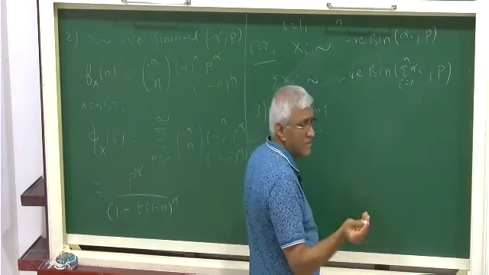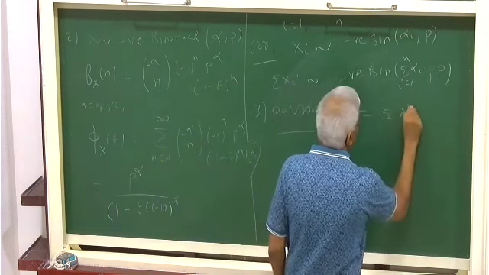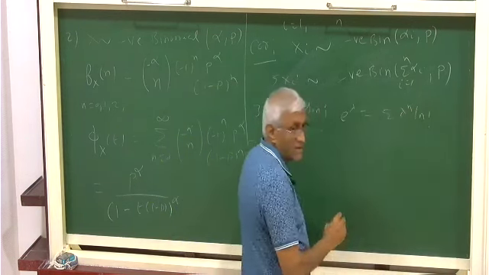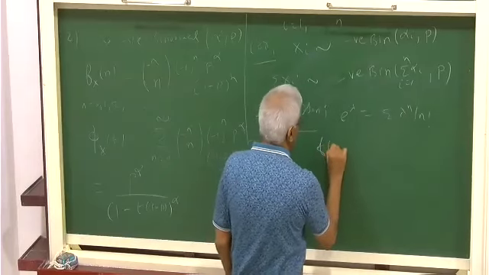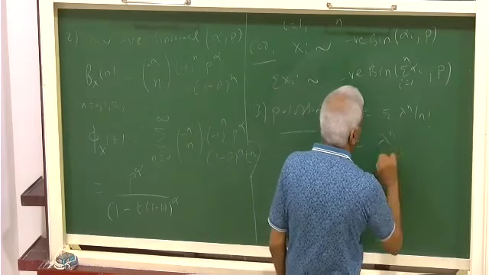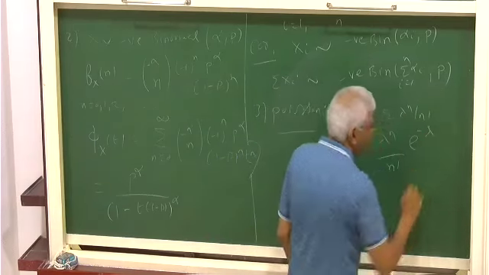It's very easy to remember Poisson. It is just e power lambda is the summation of lambda power n by n factorial. So it is just the nth term. So for Poisson, the nth term is just lambda power n by n factorial. But you need to get 1, so you have to multiply by e power minus lambda.